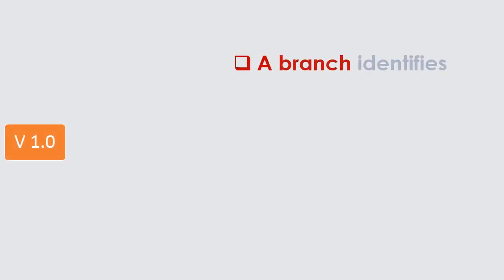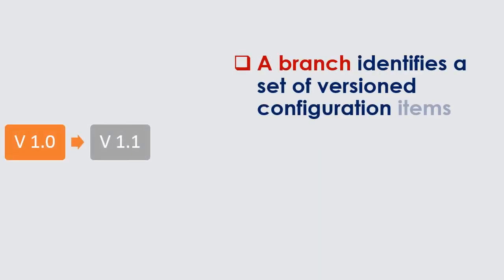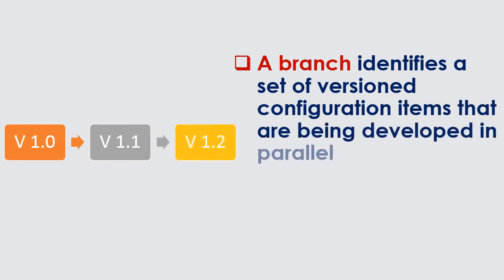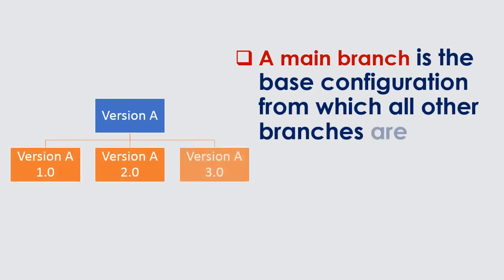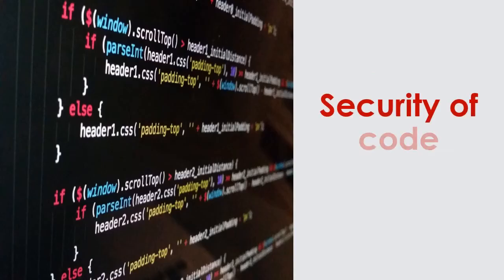A branch identifies a set of versioned configuration items that are being developed in parallel to the main configuration. A main branch is the base configuration from which all other branches are derived. Security of code repositories.